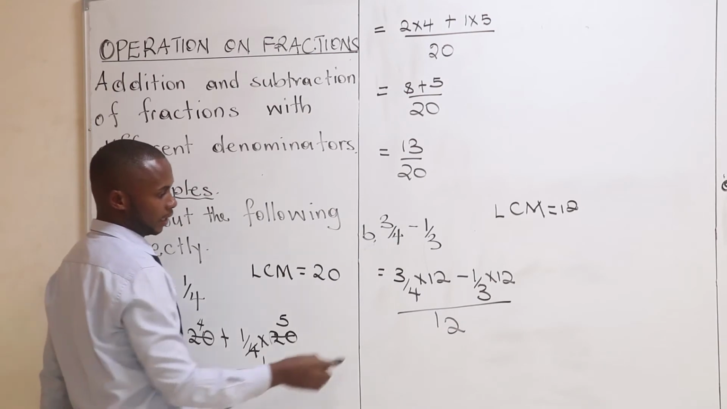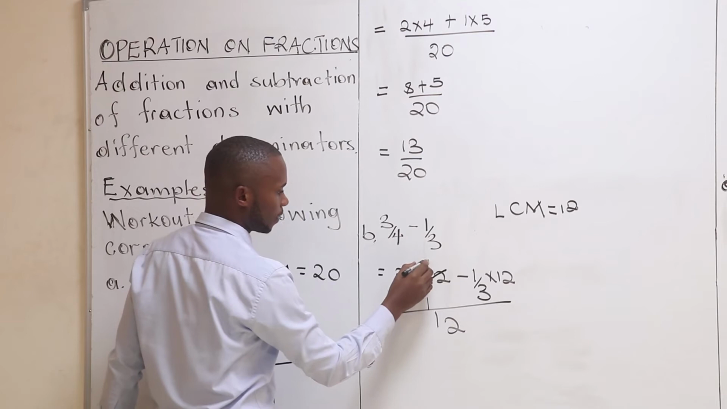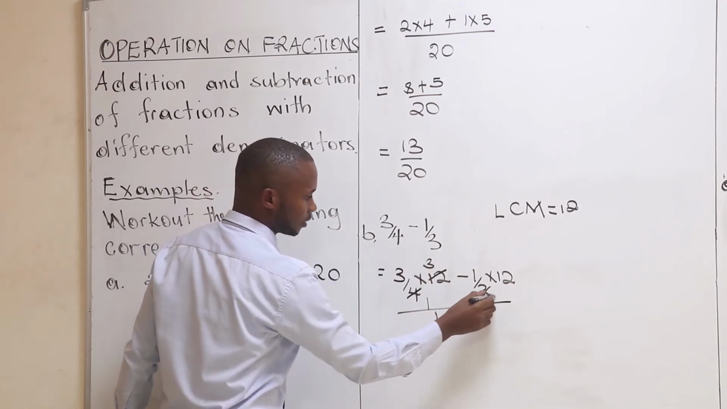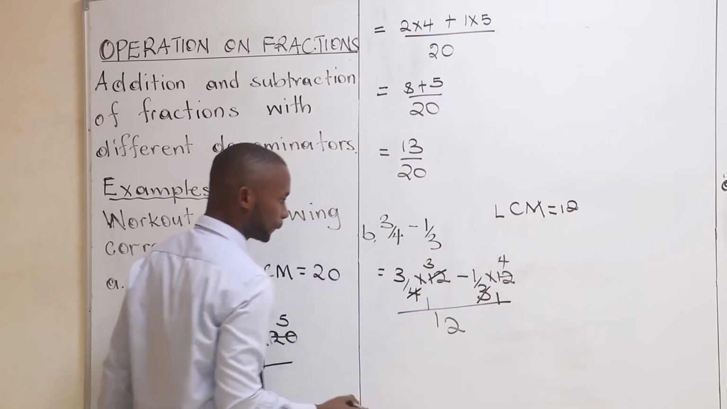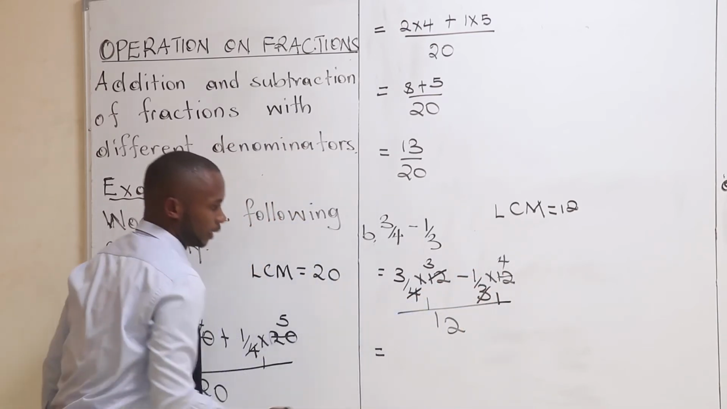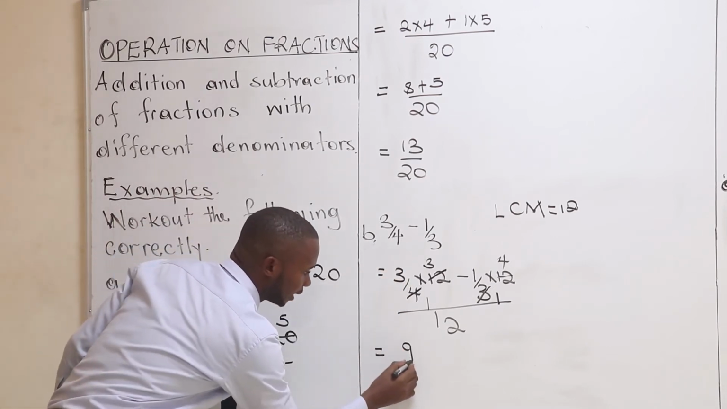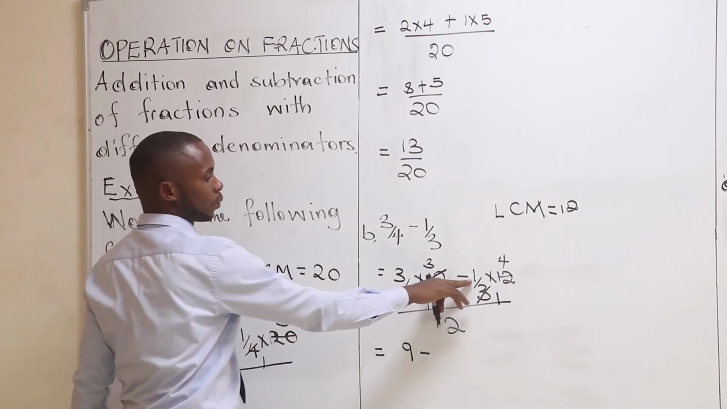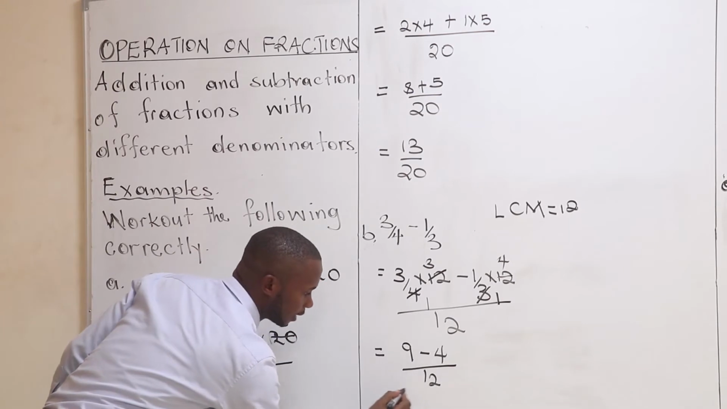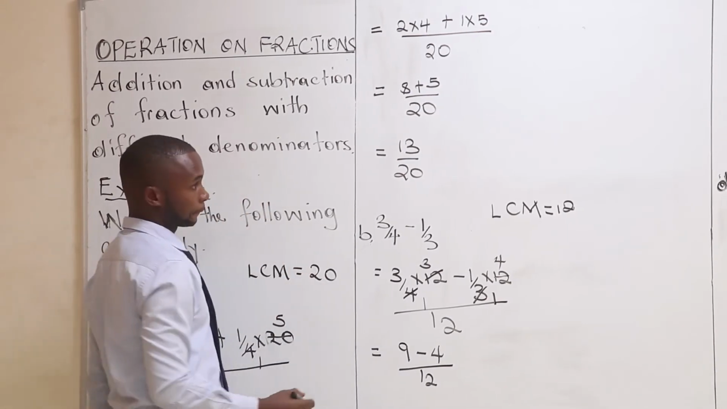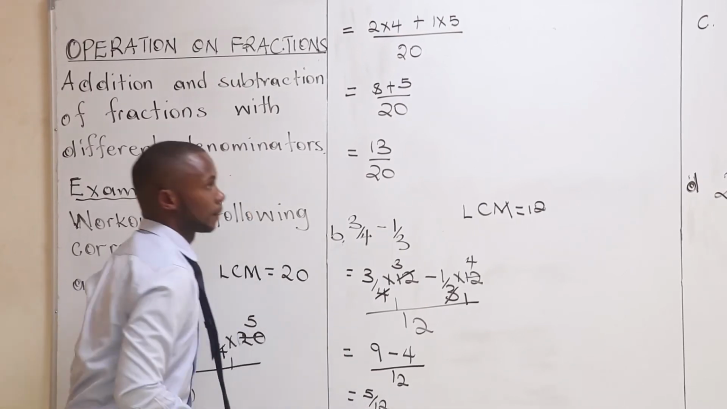So we shall say 12 divided by 4, that is 3. By 3, 12 divided by 3, that is 4. So in this case we have 3 times 3, that is 9, minus 1 times 4, that is 4, out of 12. And finally, the answer is 5 out of 12.